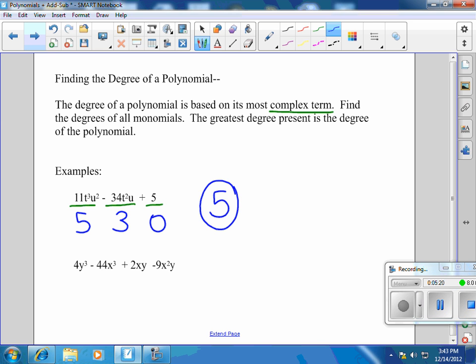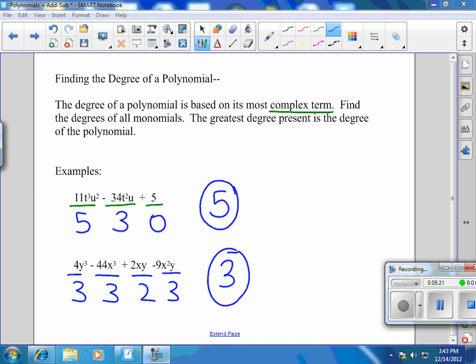Try the next one on your own. So the next one's kind of strange. We have a tie for 3, but that's the most complex term. All of those have a degree of 3 except for 2xy, so that means the degree of the whole polynomial has to be 3.